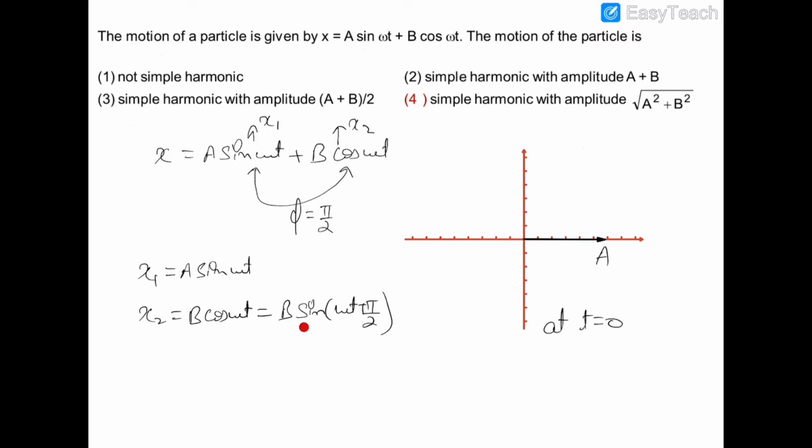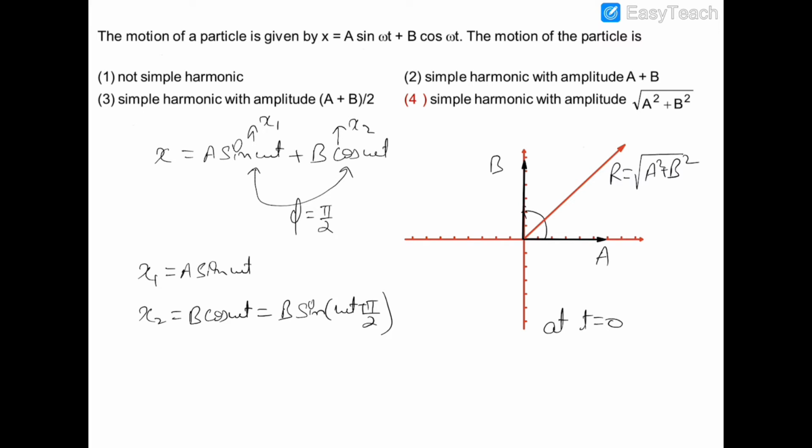So the phase of this function at t is equal to 0 will be pi by 2, and therefore its representative is b. So b would be drawn on the y-axis because it is pi by 2 ahead of a. So therefore the resultant amplitude would be r, and r would be equal to under root a square plus b square.